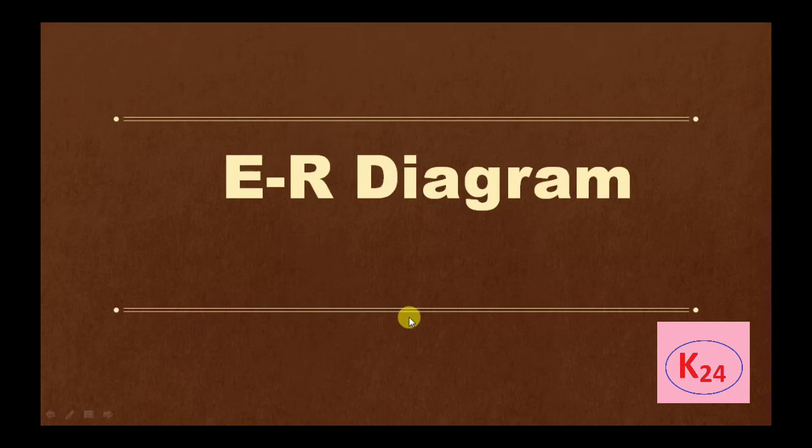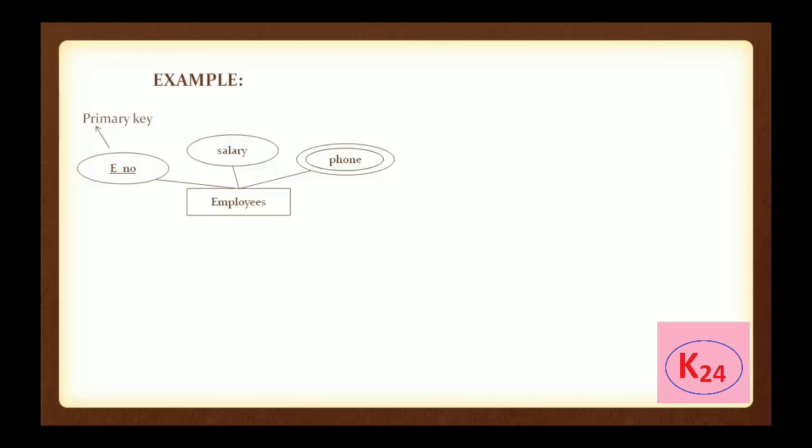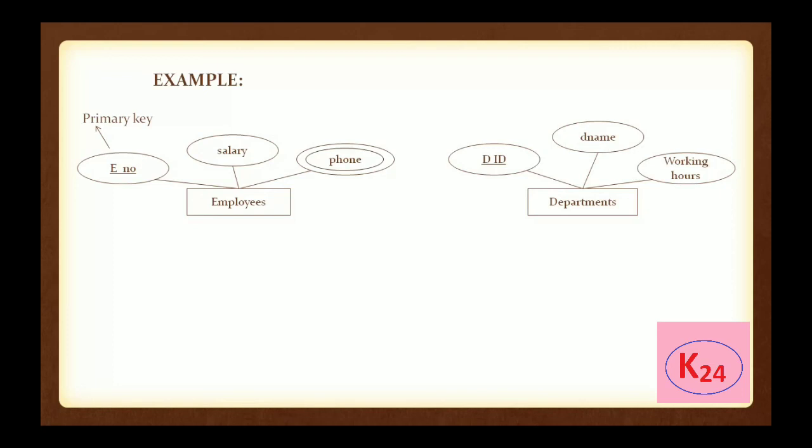Now let's see the example of ER diagram. This example shows three entities. The first one is employee with three attributes: employee number, salary and phone number. Here employee number is the primary key. Then the second entity is department and attributes are department ID, name and working hours. And the third entity is child with attributes name and age.